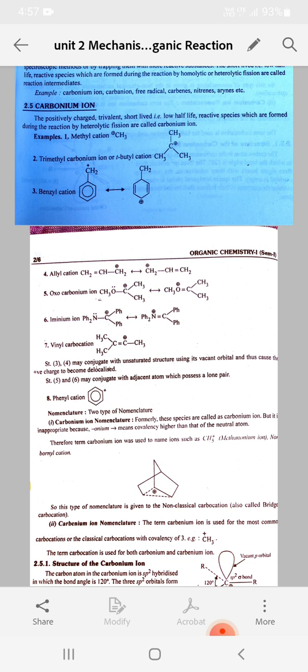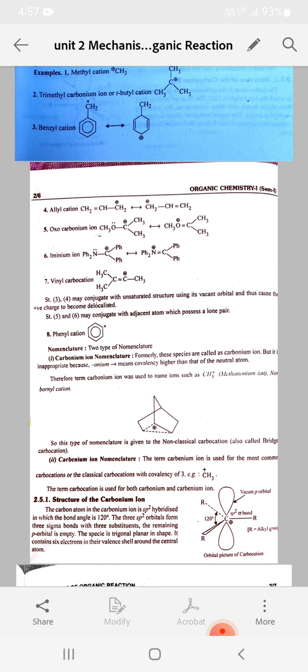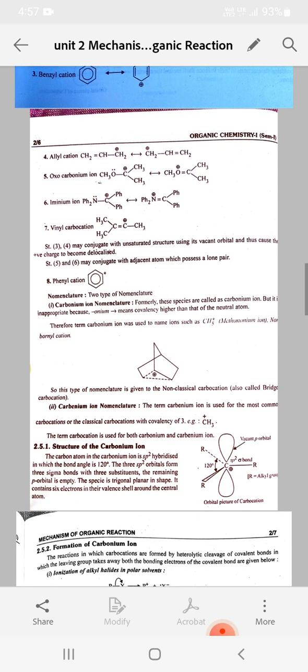Second, carbenium ion nomenclature. In the carbenium ion nomenclature, the term carbenium ion is used for the most common carbocations, or the classical carbocations with covalency of 3. Example, CH3+. The term carbocation is used for both carbonium and carbenium ions.